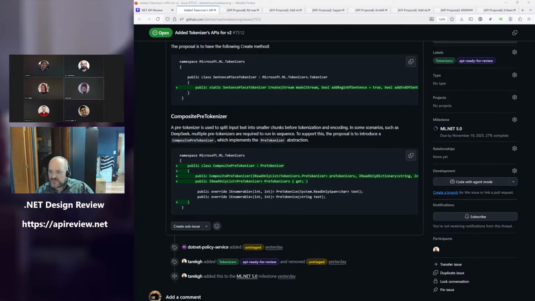Wait, so are you thinking of this like, tell me if my mental model's way off, but are you tokenizing like paragraph, then sentence, then word, then syllable or something like that? Is it levels? The way you describe it, yeah, kind of sounds like that.